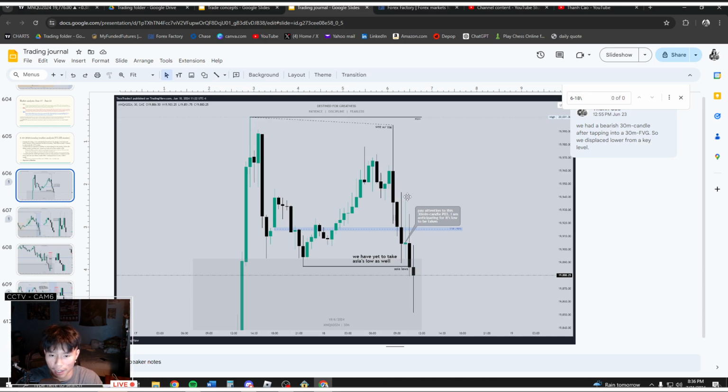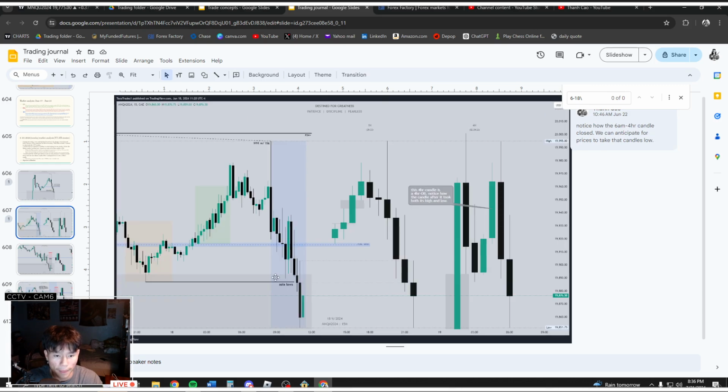So with that in mind, I can anticipate for us to take out the 30-minute low, and we also have Asia's lows that we haven't taken out yet. And you can see it from here. So we haven't taken out Asia lows yet, and it also aligns with the 15-minute power of 3.